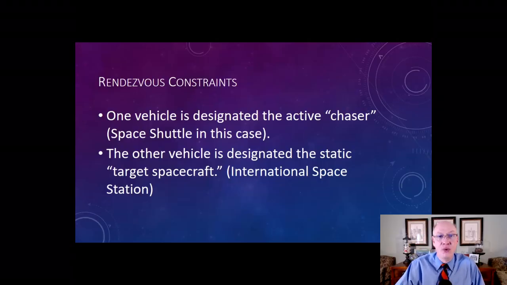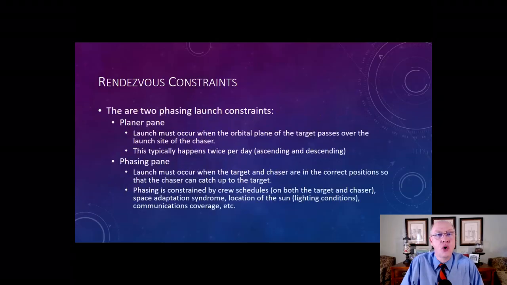Now, when it comes time to launch, there are two launch constraints based on orbital rendezvous. The first one we've already seen, it's the orbital plane. You need to wait until the orbital plane of the target passes over the launch site of the chase vehicle, because otherwise the chase vehicle ends up in an orbit that's inclined with respect to the target, and it requires a lot of fuel to change that orbit.